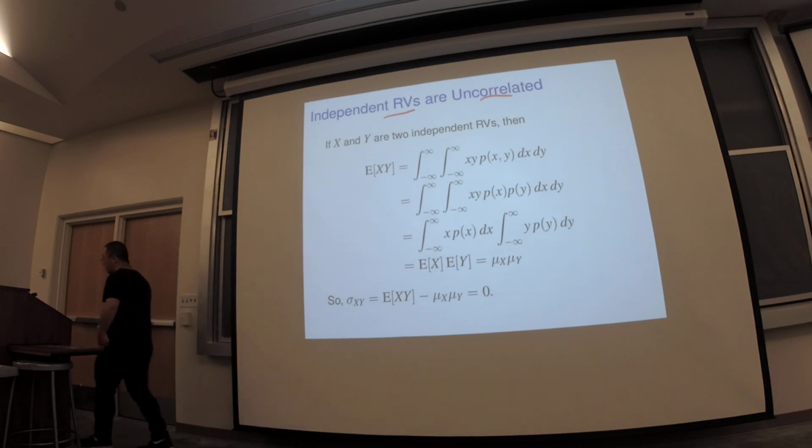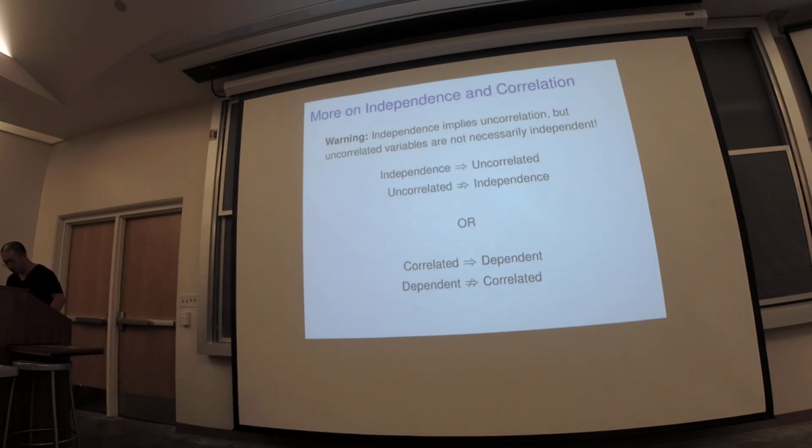You need stronger evidence. Basically, from independence, we can claim that the random variables are uncorrelated, but the reverse does not hold. If two random variables are uncorrelated, it does not necessarily mean that they are independent. In other words, if two random variables are correlated, they must be dependent on each other. But if two random variables are dependent, it does not mean they must be correlated.